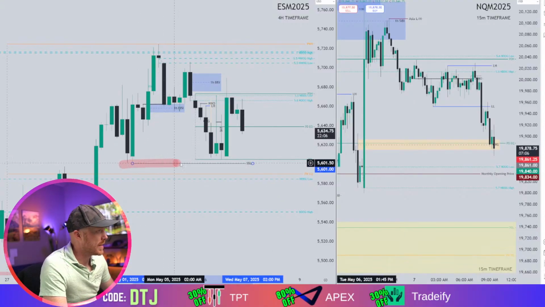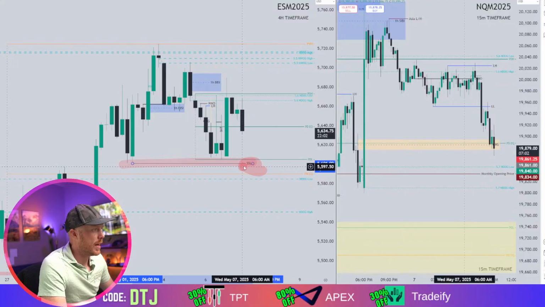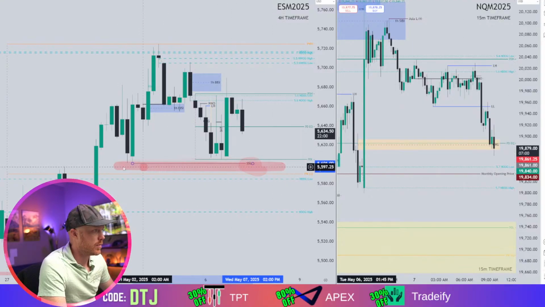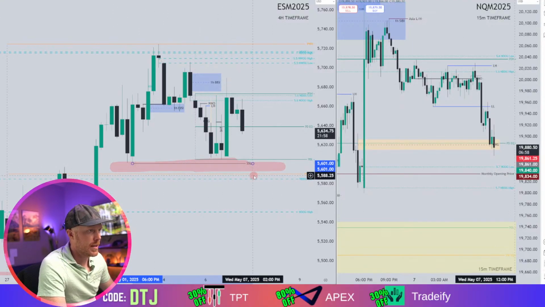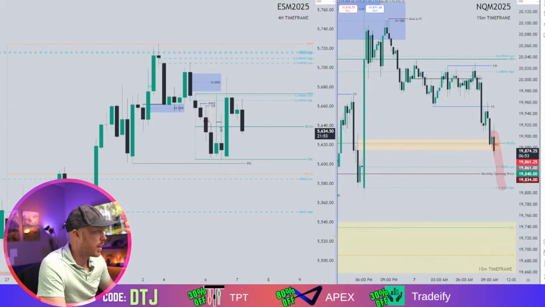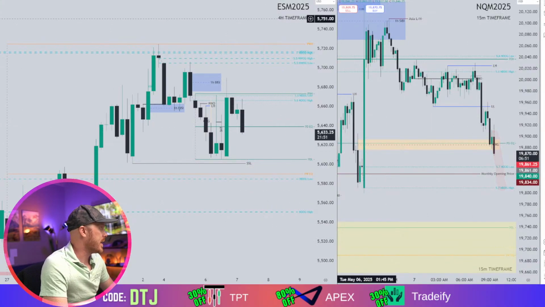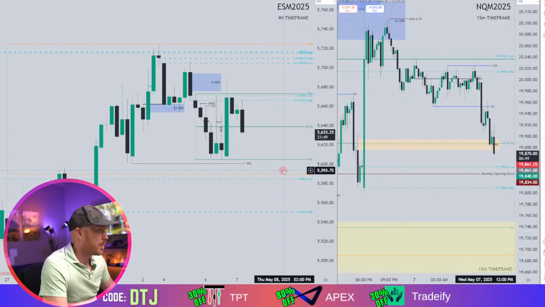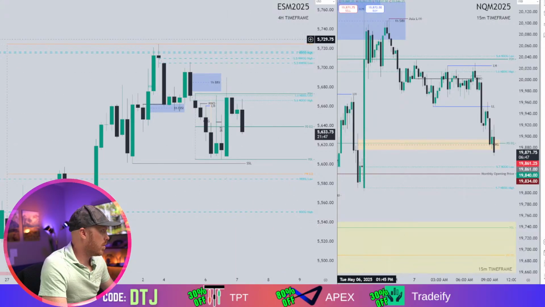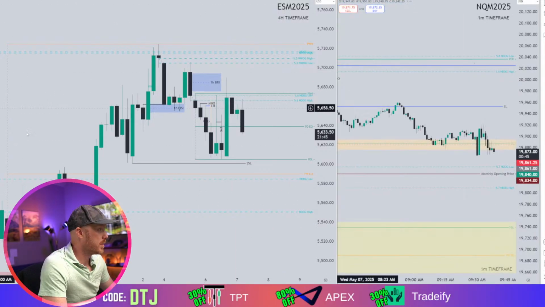We were looking at this. This was my reason for my short yesterday. NQ hit this level. ES has not hit this level. So I want this to hit this level, and I'll use ES as my reason that NQ is going to run lower. That's kind of the idea there. That's kind of where I think I'm sufficient on.